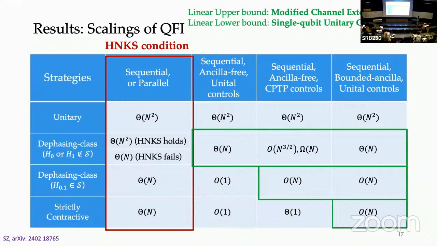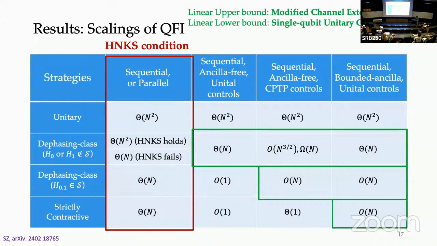So how do we prove that? It's based on some analysis of the quantum Fisher information. And we use something called the channel extension method. I'm not going to go into the detail here, but basically it depends on analysis of quantum Fisher information. And also we can prove that for the dephasing class channel of the first type.